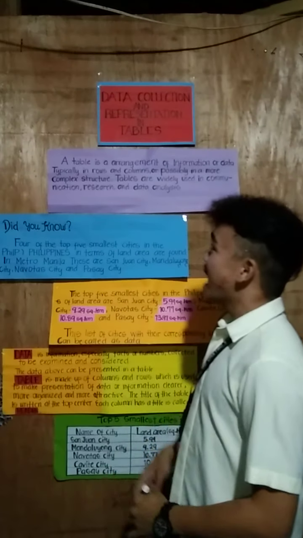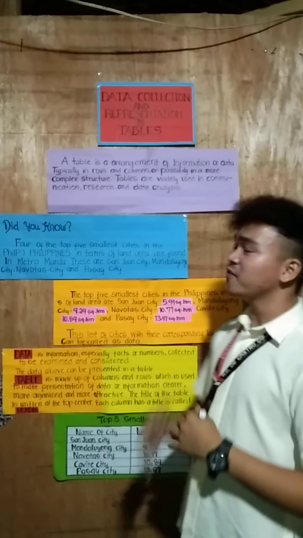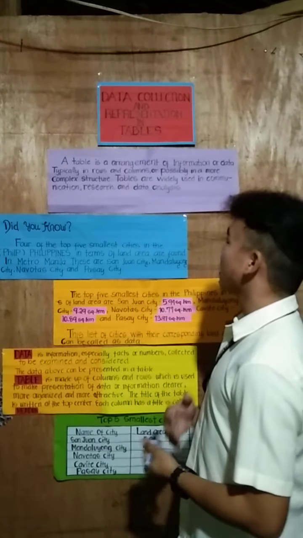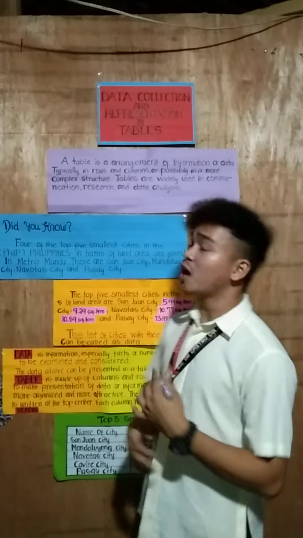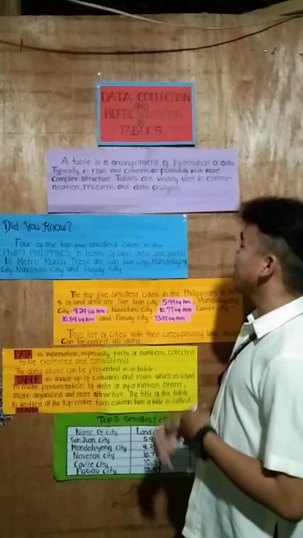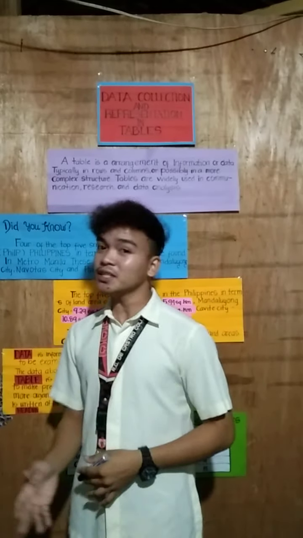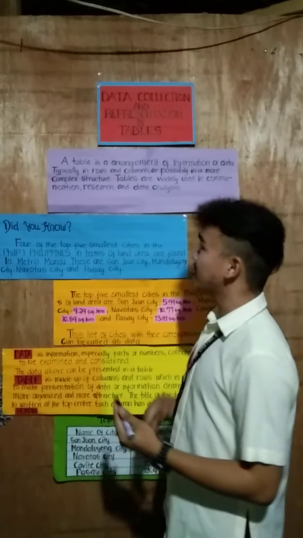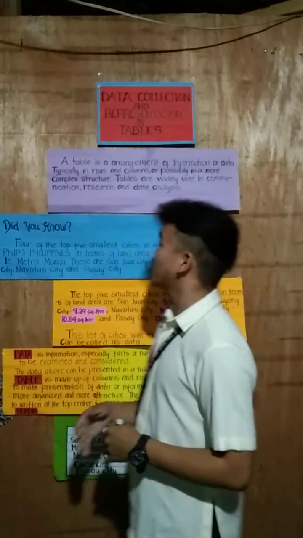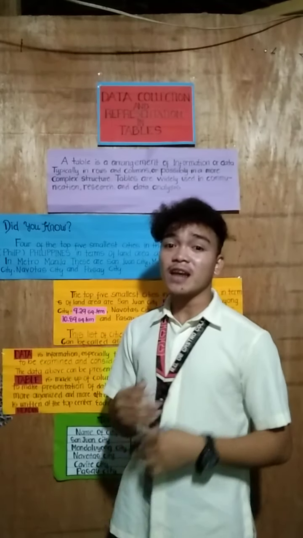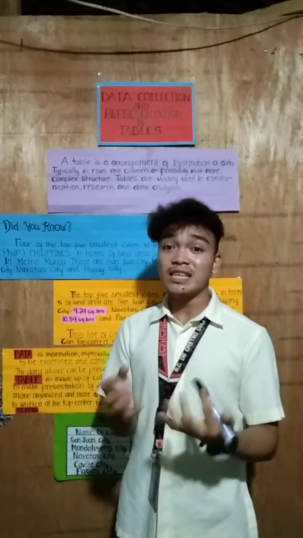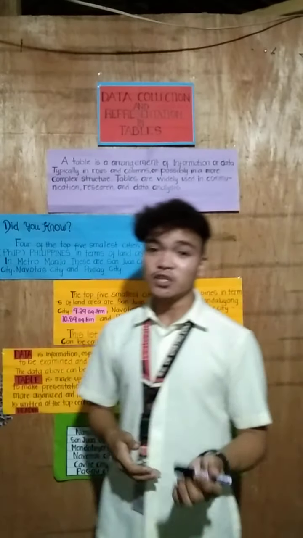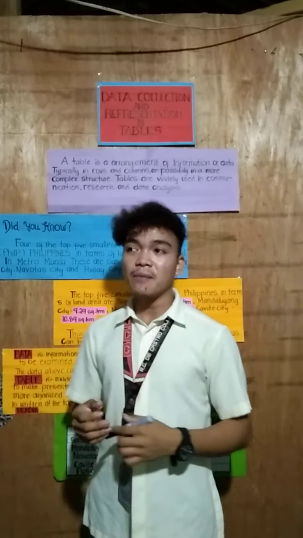A table is an arrangement of information or data, typically in rows and columns, or possibly in more complex structures. Tables are widely used in communications, research, and data analysis. In communications, tables help us identify the specific information that the things or situations need us to understand. And in research, people gather information from particular situations.